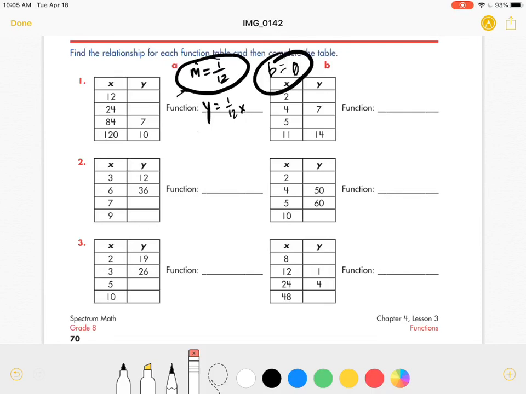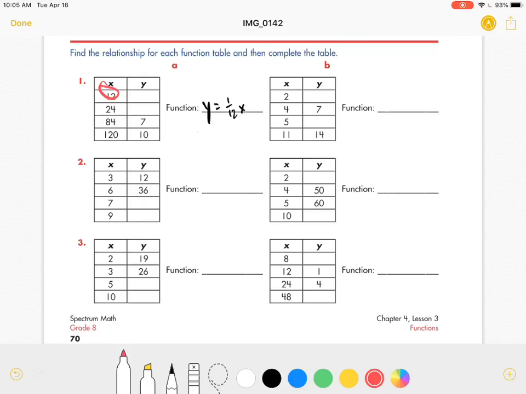Y equals 1/12 x. So that means when I plug in an x value, if I multiply it by 1 divided by 12, I'm going to get this y value. So if x is 12, that means y is 1. And if x is 24, that means y is 2.